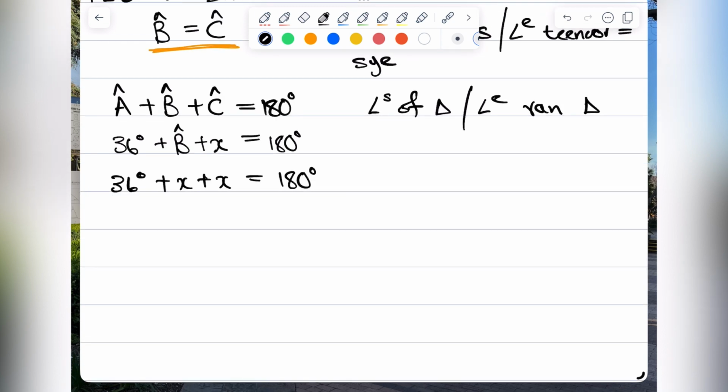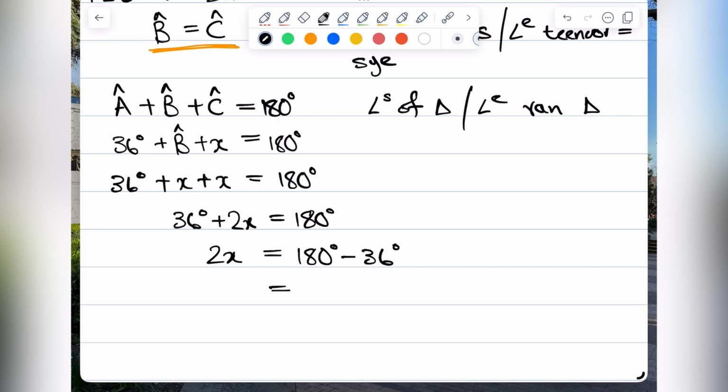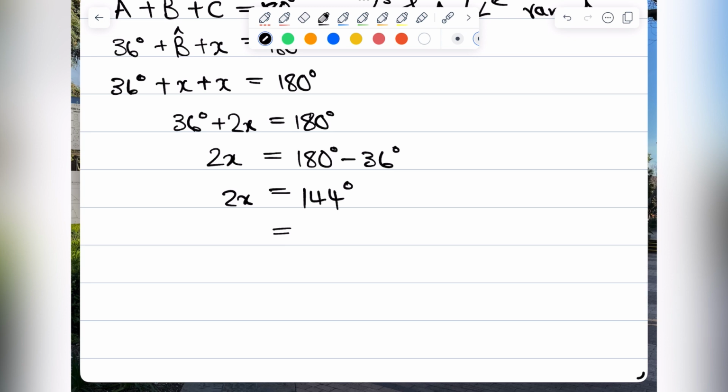So I have then 36 degrees plus 2x equals 180 degrees. And then it looks a lot similar to our previous problem, so we can subtract 36 from both sides. So ons kry 180 grade minus die 36 grade. En dit is natuurlik 144 grade. En dan deel ons beide kante met 2. En ons kry dat x is gelyk aan 72 grade. X is equal to 72 degrees.